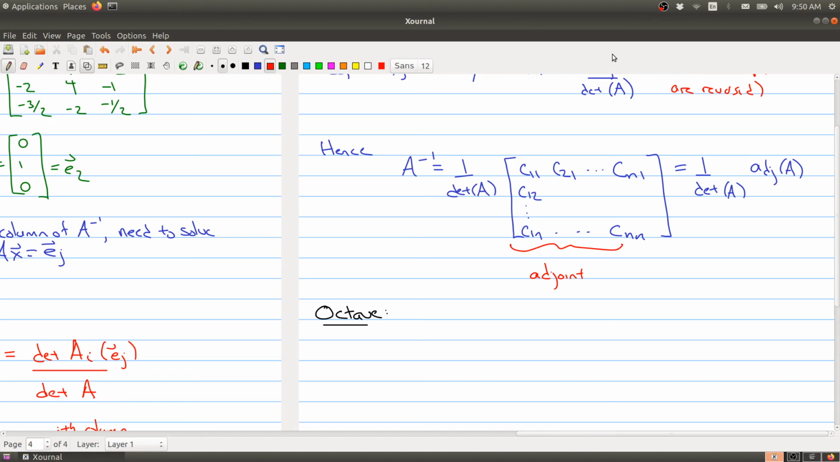I will be giving you a more detailed example in the next part of the lecture, but it's good to know that you can compute the adjoint using Octave just by entering the command adjoint A. There was a lot of theory here. The takeaway is there's a formula for computing the inverse using determinants, and in the next part, I'm going to do a worked out example for you. Okay, I'll see you after the break.